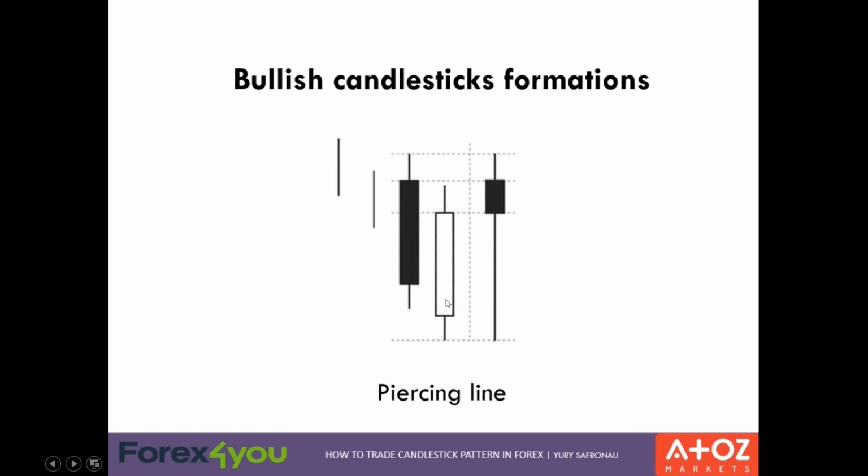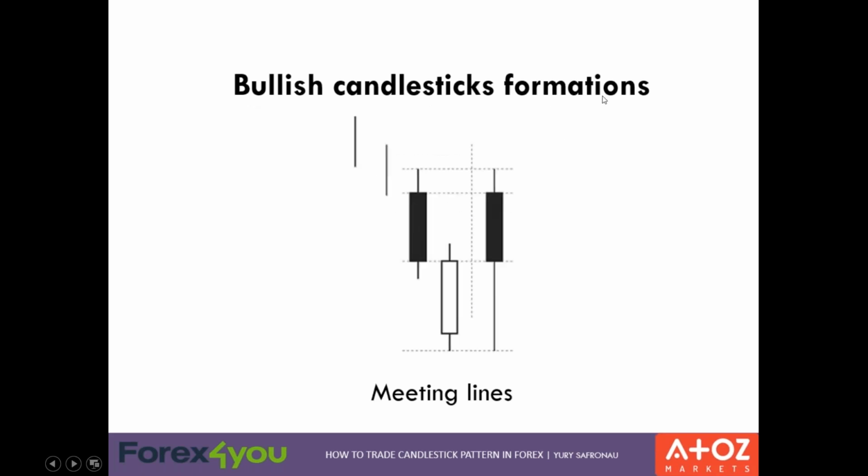You see that this is kind of a line that broke the previous upward trend, and if you combine the two of those candles, you would receive a very nice bullish reversal candle. Okay. The next one is called meeting lines.